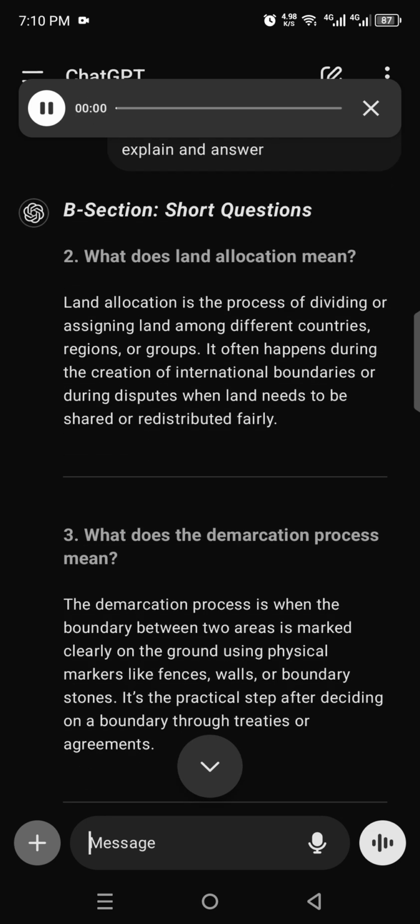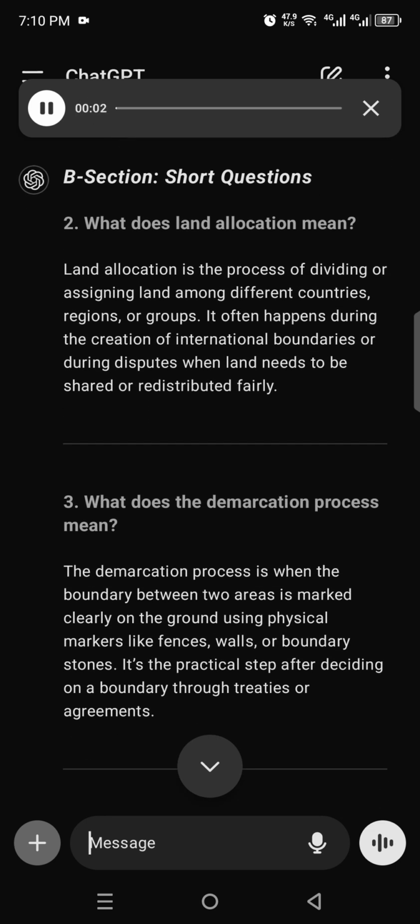2. What does land allocation mean? Land allocation is the process of dividing or assigning land among different countries, regions, or groups. It often happens during the creation of international boundaries or during disputes when land needs to be shared or redistributed fairly. 3. What does the demarcation process mean?